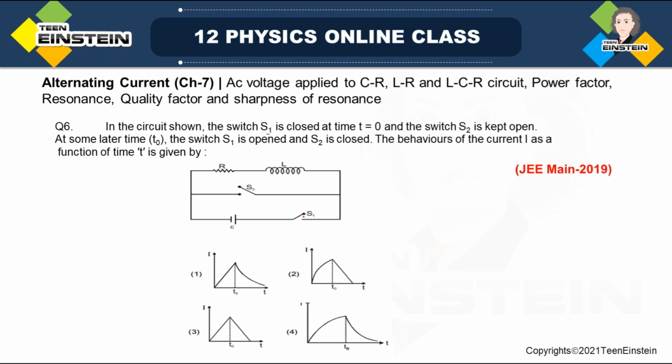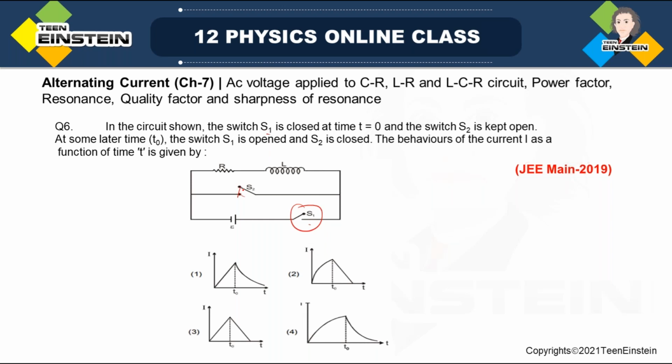So as I said, when you charge it, current will pass through this series LR circuit when S1 is closed and S2 is open. As soon as you open this and close this one, there is no battery, so the current which was flowing through this LR will be decaying through this.